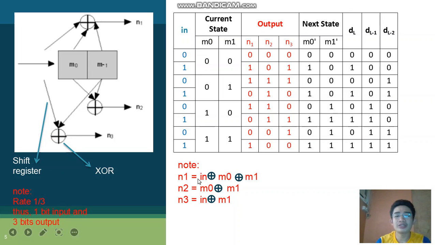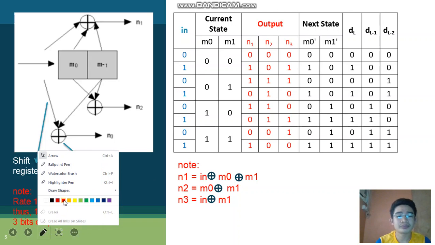We will take note that N1 is equal to input XOR M0 XOR M1, N2 is equal to M0 XOR M1, and N3 is equal to input XOR M1. We are going to have an example.